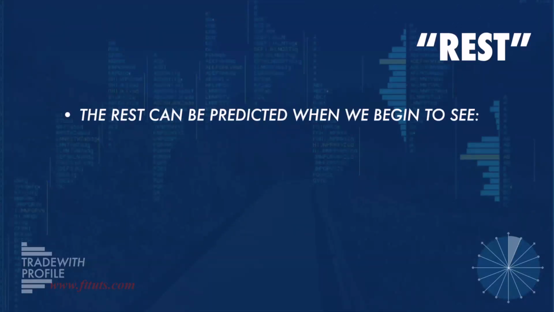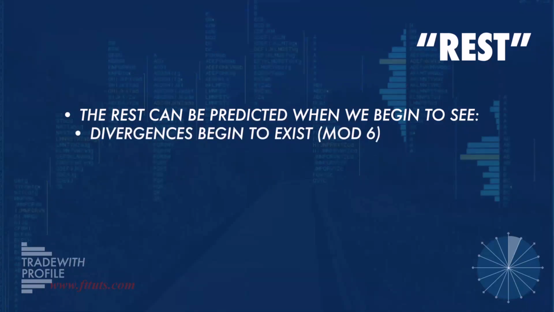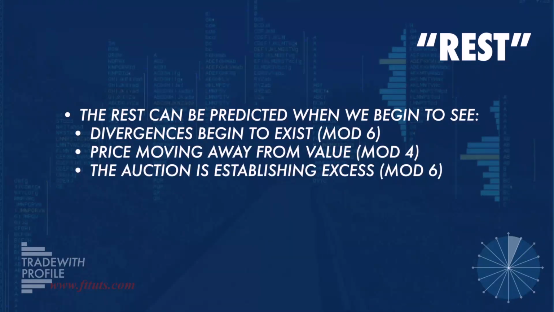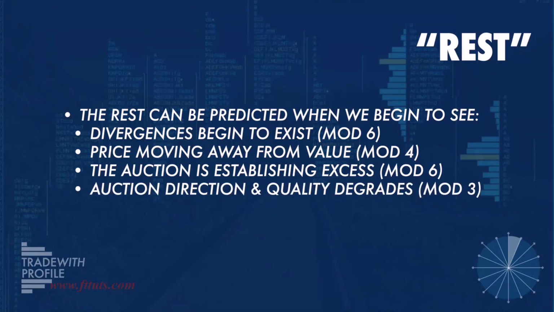Now, there are ways that we can predict rest is going to happen. One, we'll start to see some divergences, and this could be divergences between price and value, where the price is getting too far ahead. It could be that the auction is establishing excess, meaning that in a short time frame we see some counter activity step in that's rather strong, and that the auction direction and quality degrades. Maybe from session to session, we're getting less and less volume, less and less participation.